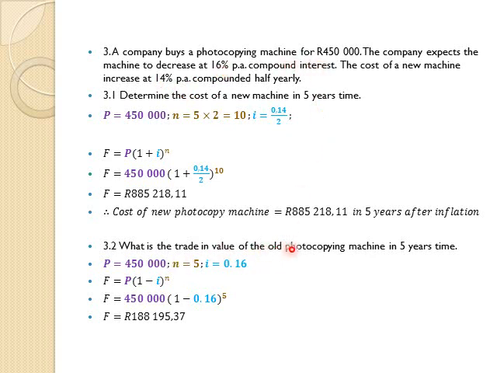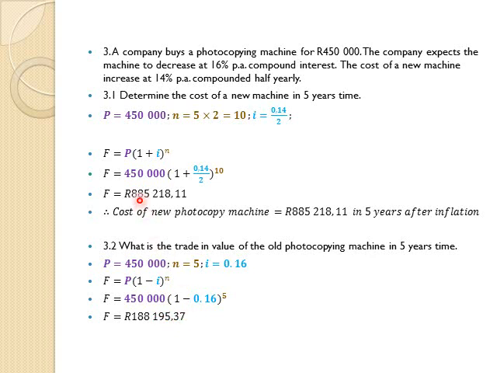Right? Now it decreases at 16% compound interest. So what's the trade-in value of the old photocopy machine in 5 years' time? So it's 450,000 and n is 5 years. And interest there is 16% per annum, 16 divided by 100, 0.16. So it's decreasing. F equals P times 1 minus I to the power N. F, P being 450,000. My apologies. 1 minus 0.16 to the power 5. F then equals 188,195 rand 34 cents.